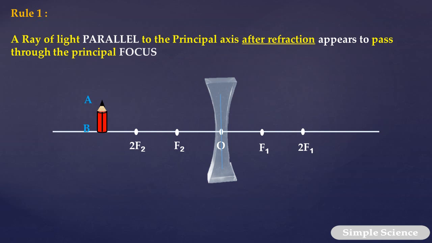The first rule says that a ray of light parallel to the principal axis after refraction passes through focus? No, appears to pass through principal focus. And from where do we have to take the ray? From the tip of the object, that is from point A. A ray of light parallel to the principal axis, after refraction it will diverge. It will not pass through F2, it will appear to pass through F2. This is the first rule.